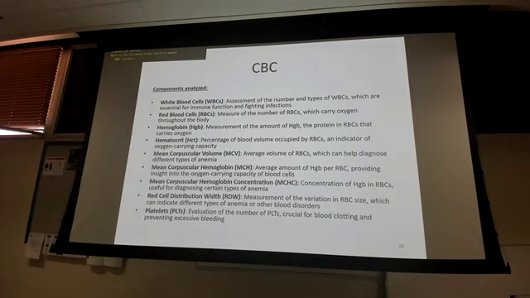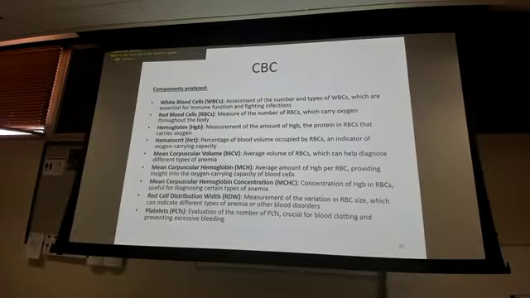Then you have MCV, which is mean corpuscular volume. This is the actual volume of RBCs, okay? Then we have MCH, mean corpuscular hemoglobin. This is the average amount of hemoglobin per red blood cell. Then we have MCHC, which is mean corpuscular hemoglobin concentration. That's the concentration of hemoglobin within the red blood cells.